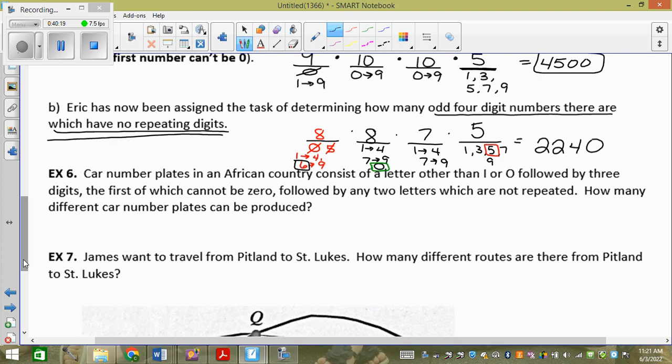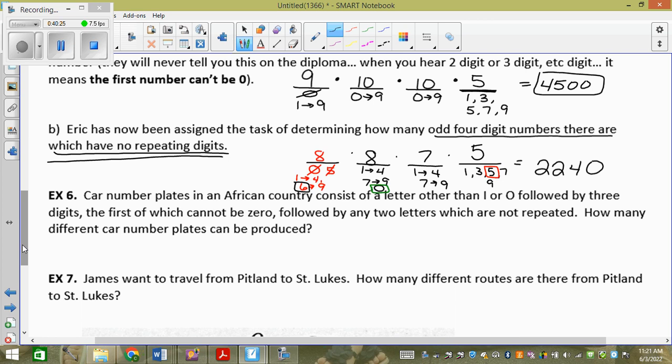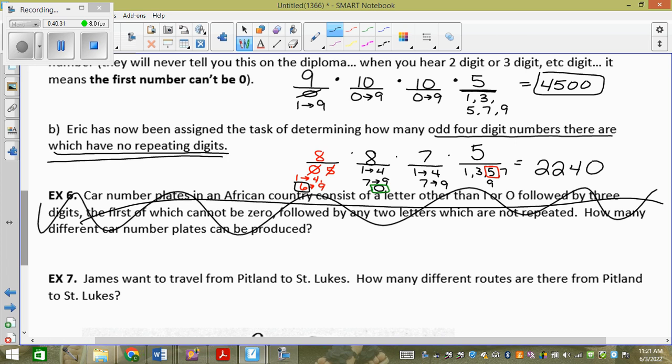I'll do one more here. So here we have car number plates in an African country consists. I hate this one. I'm going to pretend we're doing Alberta. It's not worded well. Okay, we're in Alberta. How does an Alberta license? Oh, darn it! Don't move.